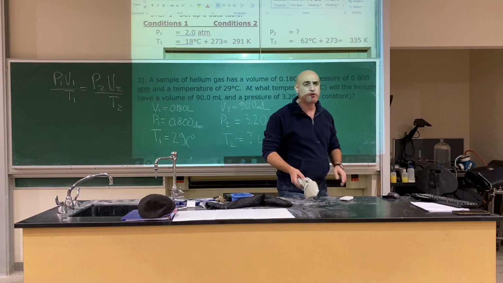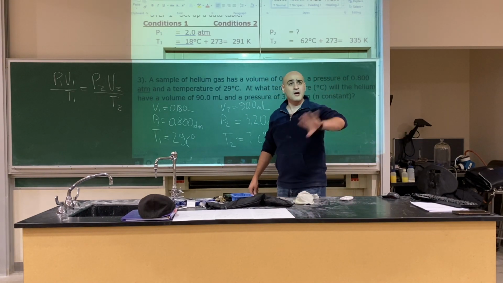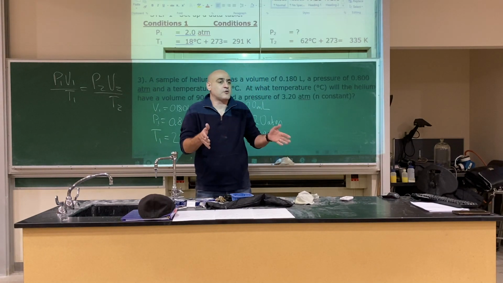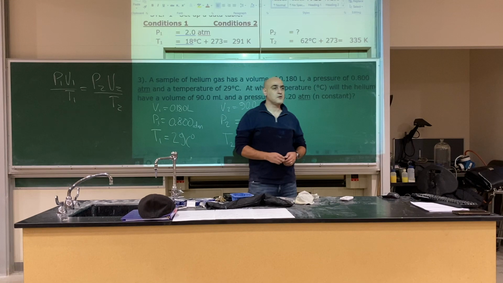If you had used PV equals nRT, you were supposed to find a value for n, and then take that value, unless you're really good at the algebra and you put it all together. But if you put it all together, you're going to come down to that equation anyways, which is conditional.